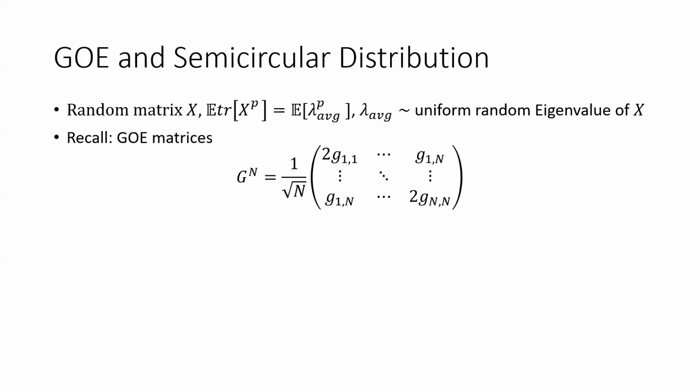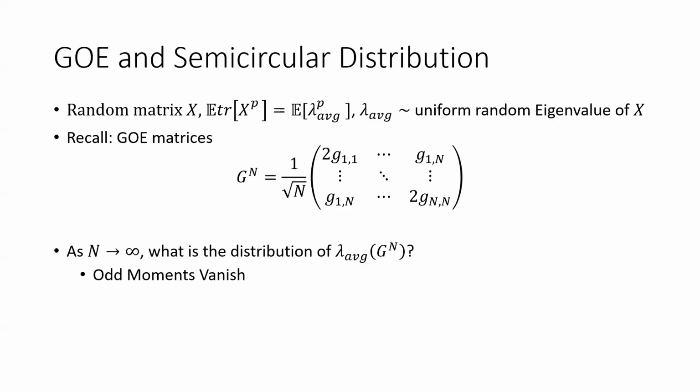And remember the definition of GOE random matrices, which is just a symmetric Gaussian matrix with independent entries. It turns out that as the dimension of these GOE matrices goes to infinity, there's a limiting distribution for their eigenvalues. In particular, we know that odd moments vanish by basic computation, and the even moments converge to the Catalan numbers. So if you take the limit as n goes to infinity, the expected trace of the matrix to the 2p converges to the pth Catalan number. This is a classical result from random matrix theory.